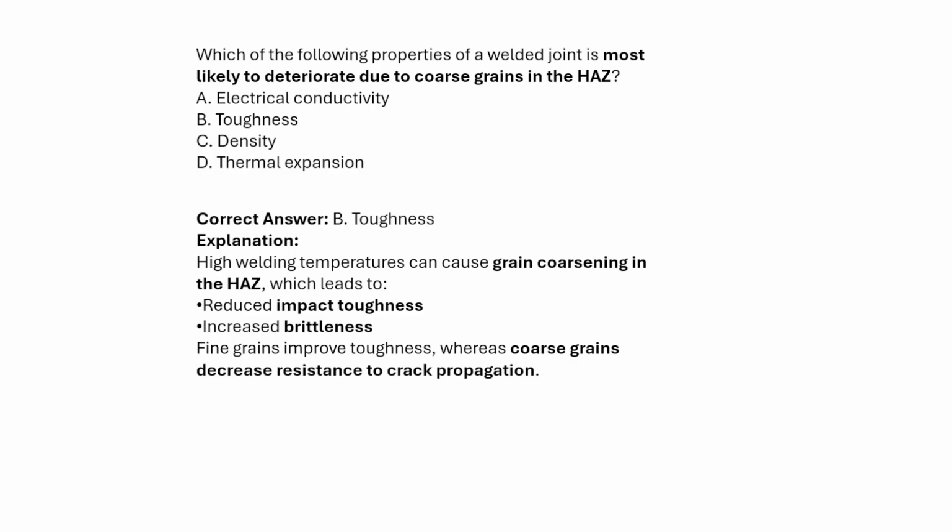Okay, the next question is: which of the following properties of the welding joint is most likely to deteriorate due to coarsening of the grain in the HAZ? Which property will be reduced?